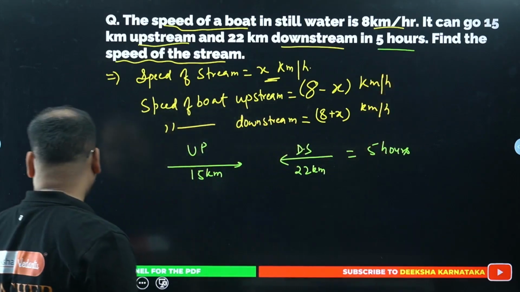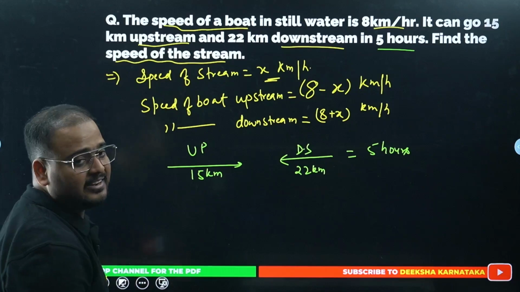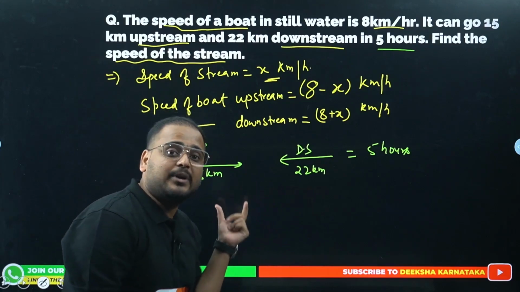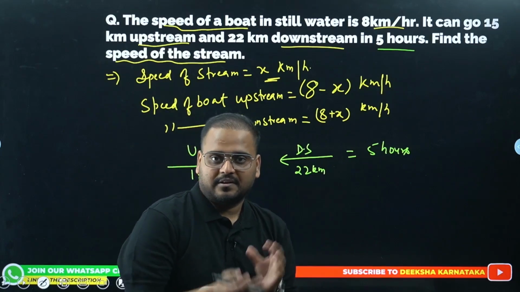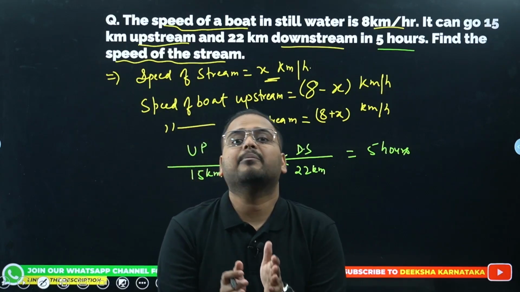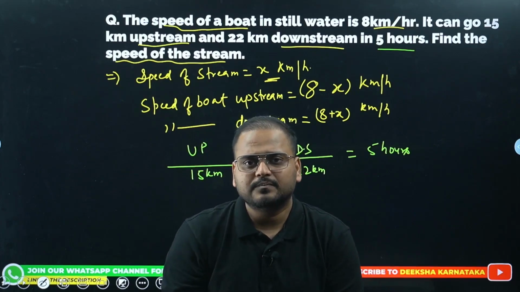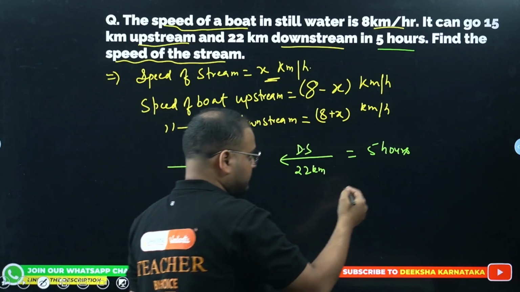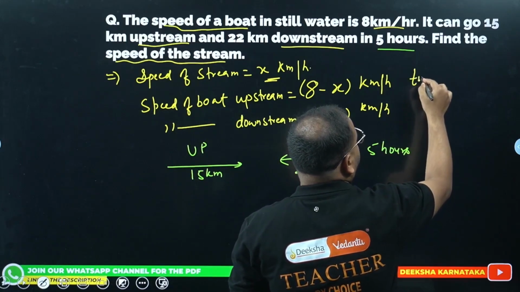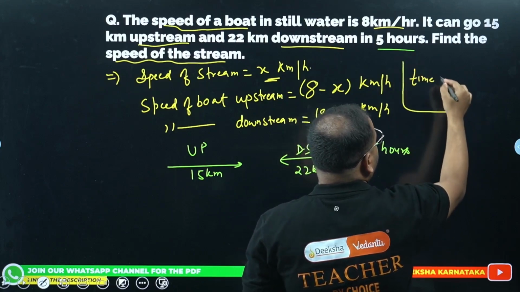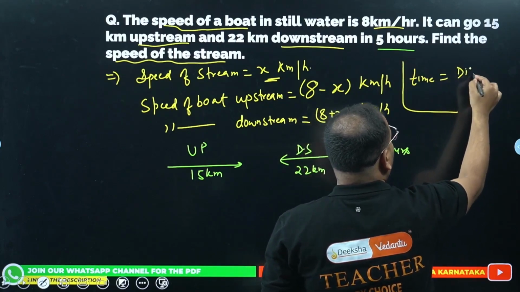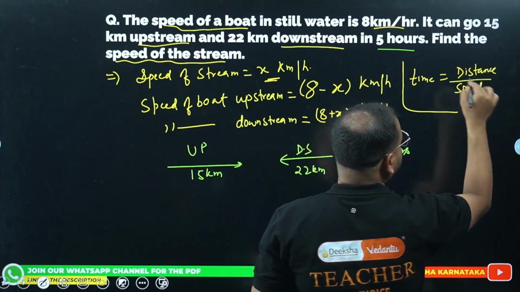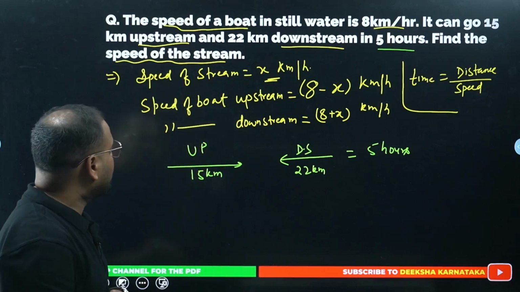Great. Now, if somehow I can find the time taken during upstream and the time taken during downstream, I can sum it up to get the total time. Time taken during upstream plus time taken during downstream will be my total time, correct? How will I find time? Remember this formula: time is equal to distance by speed.